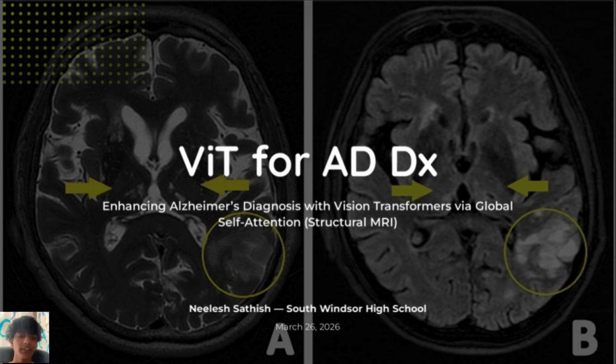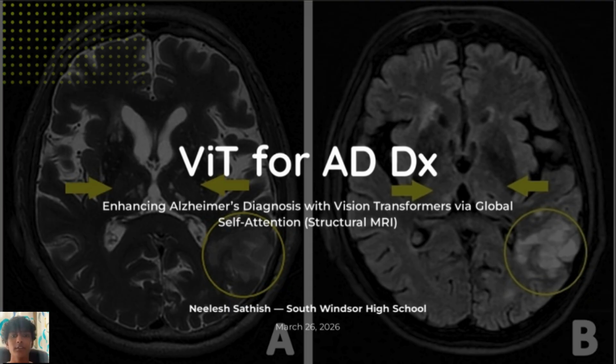Hi everyone, my name is Neelesh Sathish, and today I'll be presenting my project titled Enhancing Alzheimer's Diagnosis with Vision Transformers, a deep learning approach to structural MRI analysis via global self-attention mechanisms. The main goal of this project is to improve how Alzheimer's disease can be detected from structural MRI scans using a deep learning model called a vision transformer, or ViT.